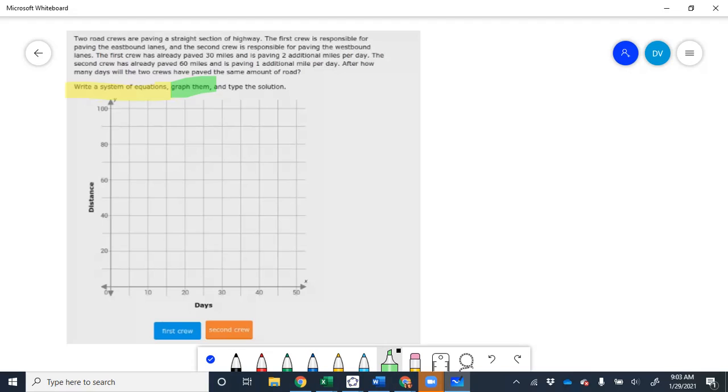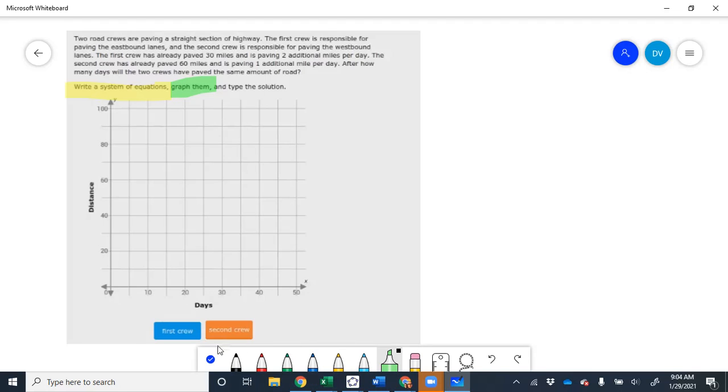Let's read. Just follow along while I read the problem. Two road crews are paving a straight section of highway. The first crew is responsible for paving the eastbound lanes, and the second crew is responsible for paving the westbound lanes. The first crew has already paved 30 miles and is paving 2 additional miles per day. The second crew has already paved 60 miles and is paving an additional 1 mile per day. After how many days will the two crews have paved the same amount of road?